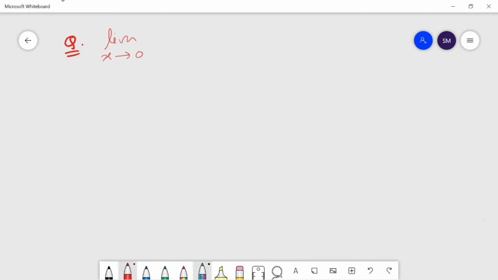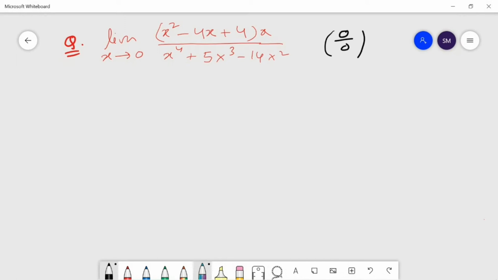Limit x tends to 0, x square minus 4x plus 4 multiplied by x over x to the power 4 plus 5x to the power 3 minus 14x square, coming 0 over 0 form. So to solve this we need to do factors.